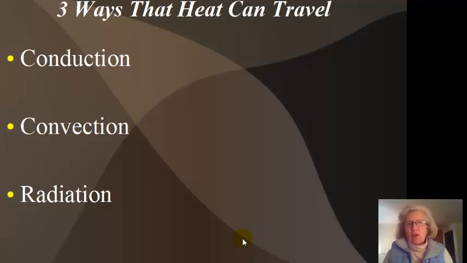Conduction, convection, and radiation. So what we want to concentrate on is how do these three ways differ? In what types of matter do these three ways work? And lastly, what are some examples of these three ways that heat can travel? And before I go to the next slide, I also want to point out that this is not only for heat, but any type of electromagnetic radiation can travel this way.